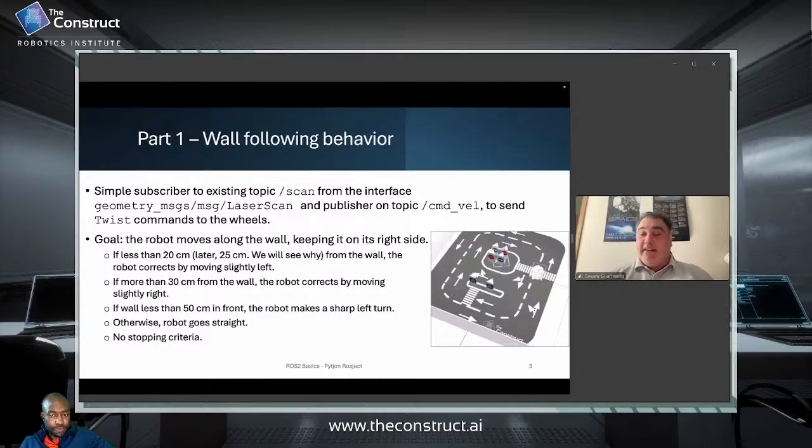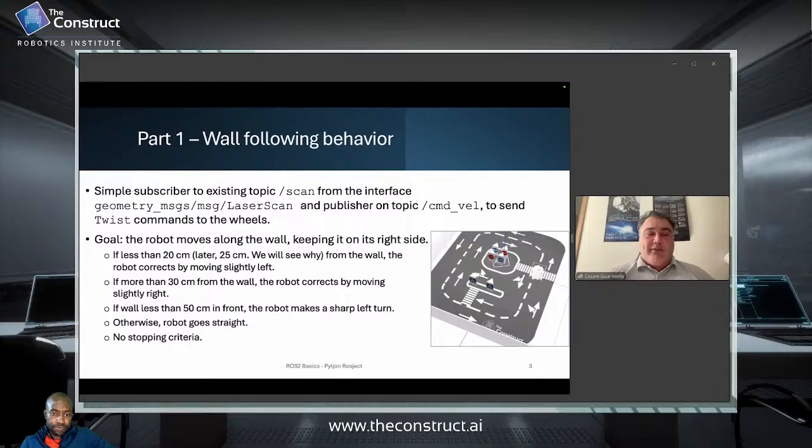So for each part, I will write what the requirements were and then the problems I met and how I addressed them. So the first part, which was just the wall following behavior, and you can see here in the picture the simulation that we used to test it. This is a simple subscriber to a topic that already exists, a topic from interface laser scan. So we can read the laser scans from the robot and know where the walls and the obstacles are. And then there's a publisher on the topic command velocity to send commands to the wheel.